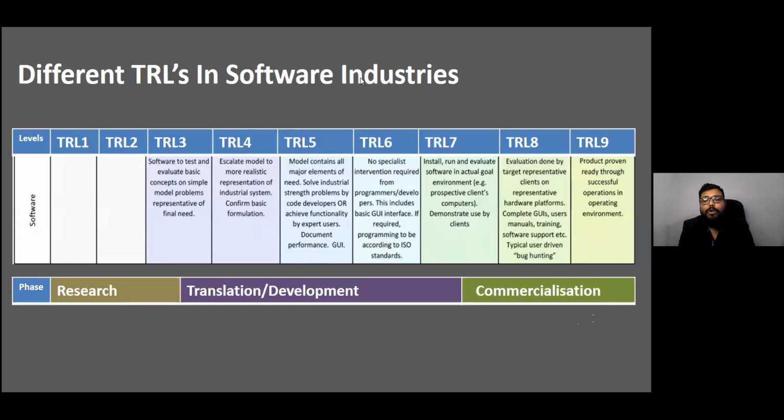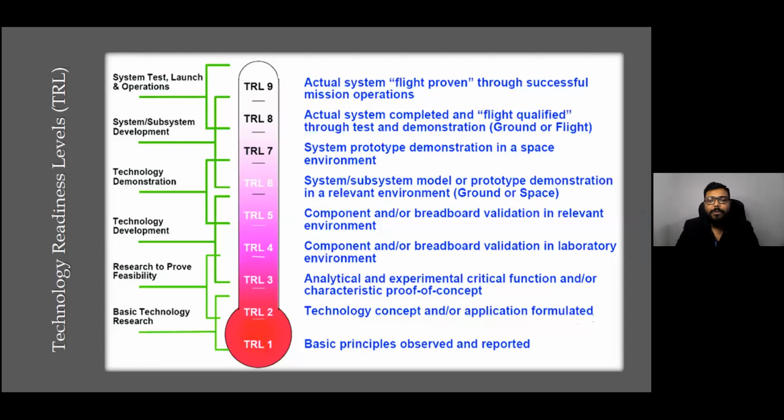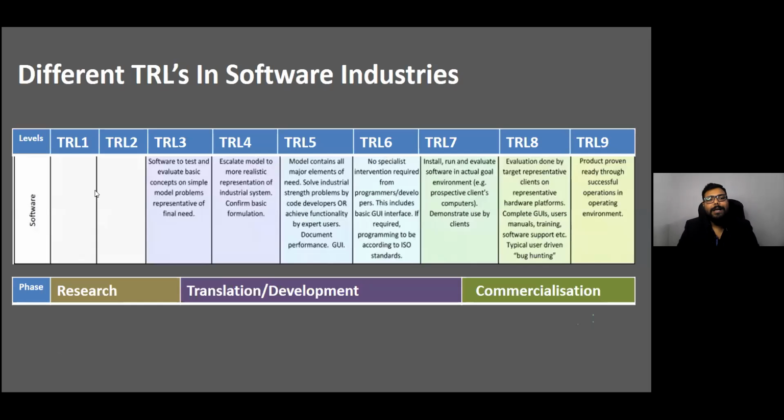Different TRLs in the software industry. As I am from the software industry, ma'am already told you, right? So let's explain what is happening in the software industry across these 9 readiness levels. The first and the second are basically research, whatever the basic idea is. That basic research needs to be done in the first and second TRL. If you can see, basic principle observed and reported, technology concept and application formulation. So these two are basically TRL 1 and TRL 2.